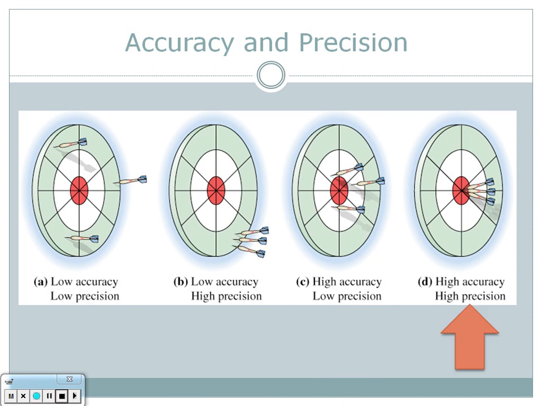And then here, this is obviously what we aim for. This is high accuracy and high precision. All of the darts are clustered together on the target in the bullseye. So that's obviously the best case scenario.